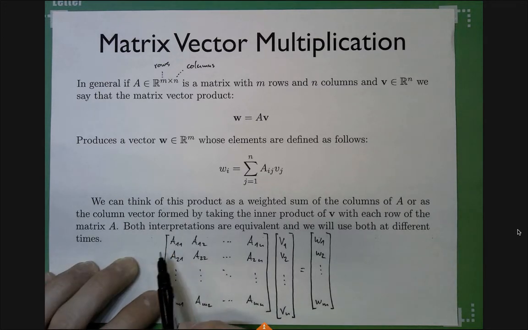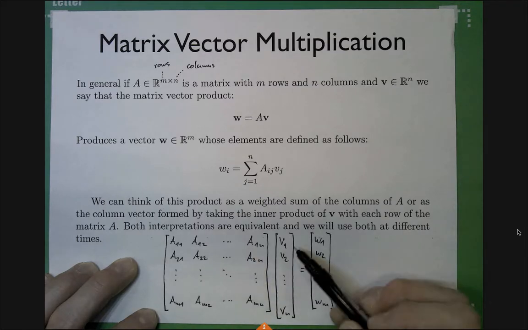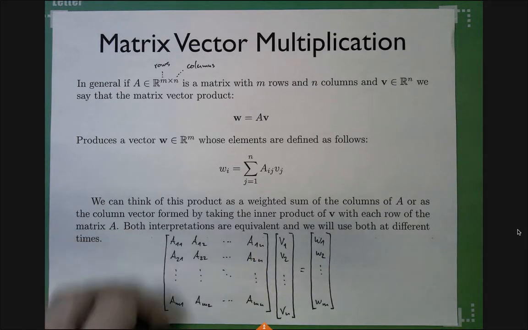So notice that these dimensions have to match. The number of columns of the A matrix must match the dimension of the V vector. Otherwise, this wouldn't really make sense, right? It's just like making the dot product. I can only make it a dot product between two vectors of the same dimension. Okay.